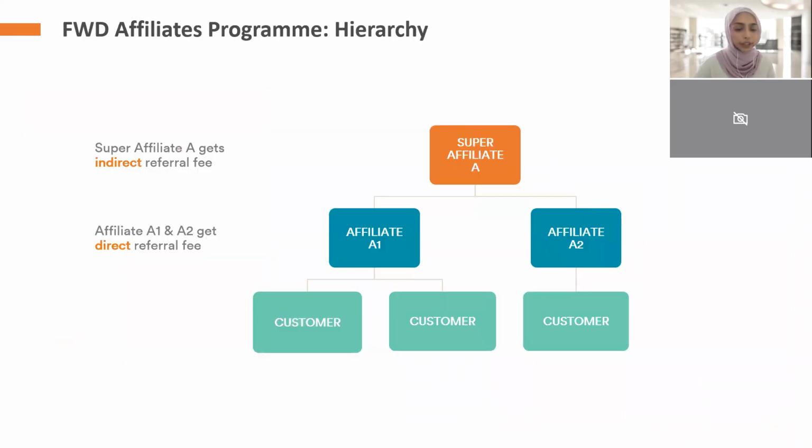So for example here, if you can see, affiliate A1 and A2 bring in the customers, and the customers purchase the plan or participate in a plan through their link. So they will get 10% referral fee from the first year contribution. That is the standard referral fee that we provide. But you, as the super affiliate, will earn 5% because these affiliates are under you.